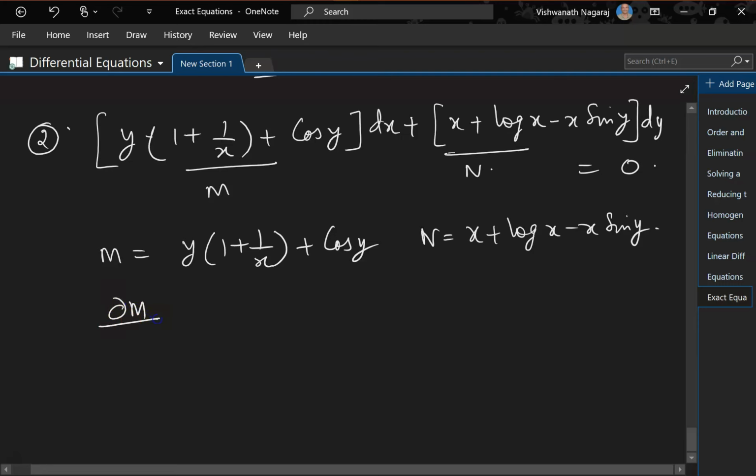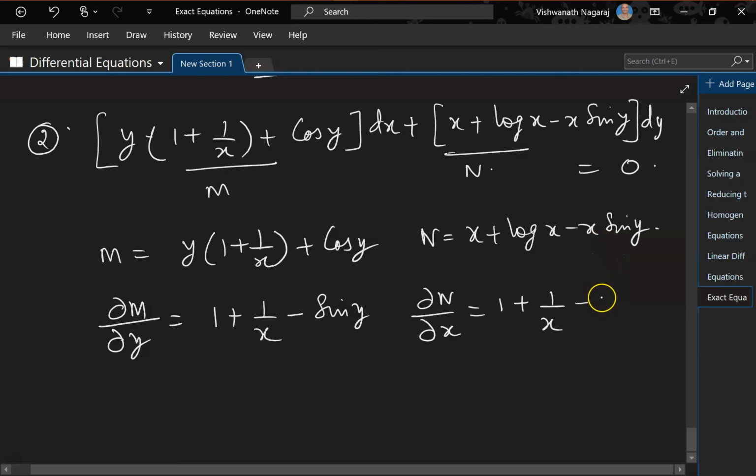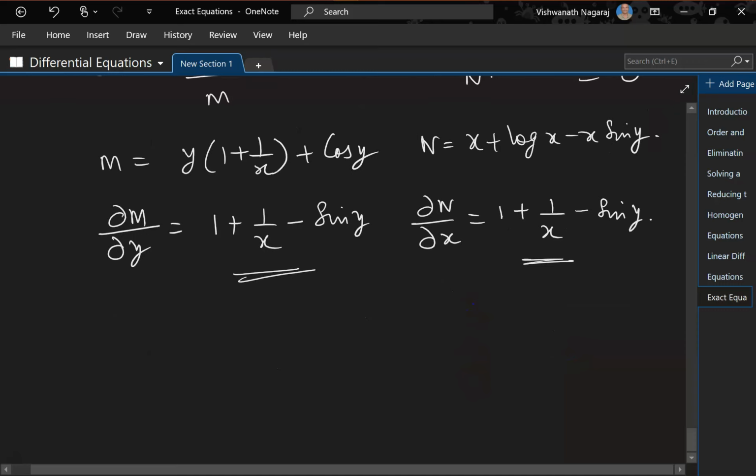So ∂M/∂y would be equal to 1 plus 1/x minus sin y, since the derivative of cos y is minus sin y. ∂N/∂x is 1 plus 1/x minus, again we are going to differentiate with respect to x, so minus sin y. Again if you notice, this is equal to this, so therefore this is an exact equation, which means we can find an exact solution.